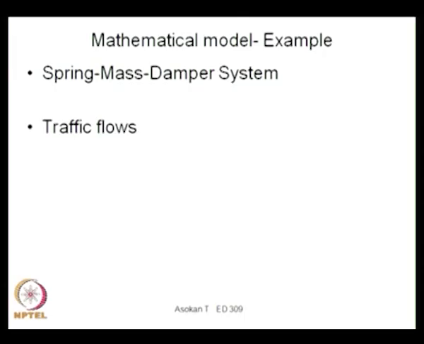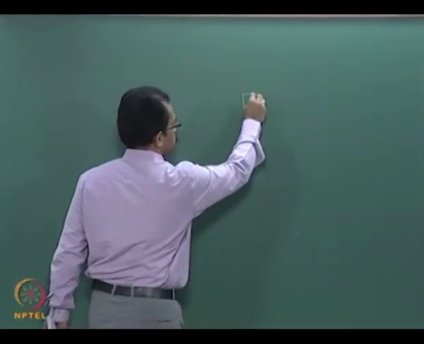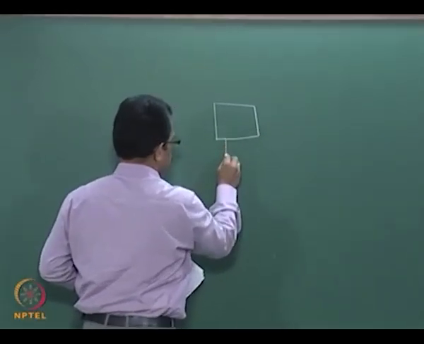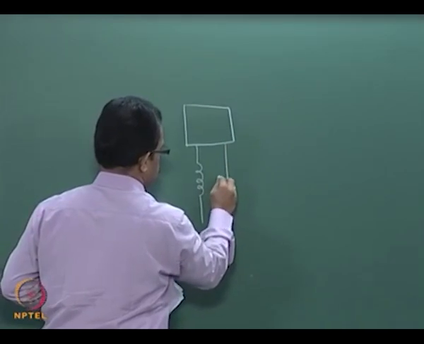So let us take a very simple case of a spring mass damper system. So we will have a spring and a damper.